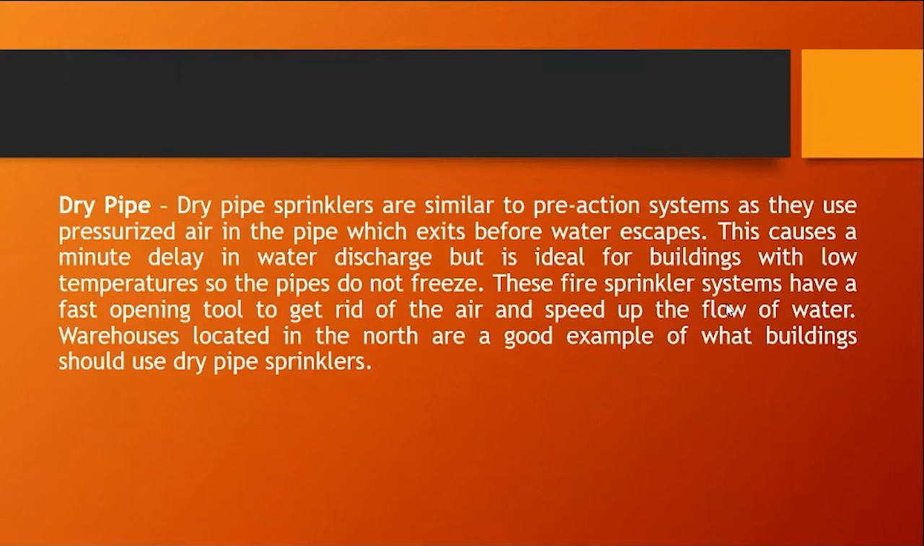Next is dry pipe. Dry pipe sprinklers are similar to pre-action systems as they use pressurized air in the pipe which exits before water escapes. This causes a minute delay in water discharge but is ideal for buildings with a low temperature so the pipes do not freeze. These fire sprinkler systems have a fast opening tool to get rid of the air and speed up the flow of water. Warehouses located in the north are a good example of such buildings.